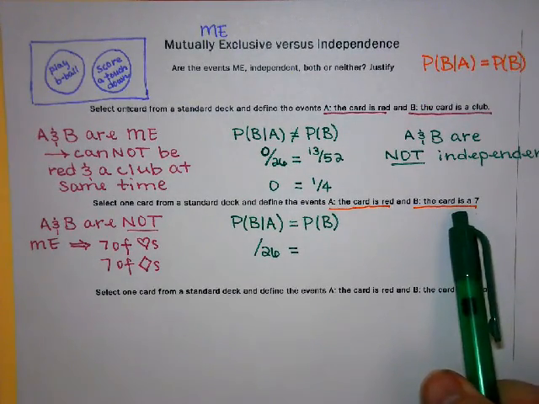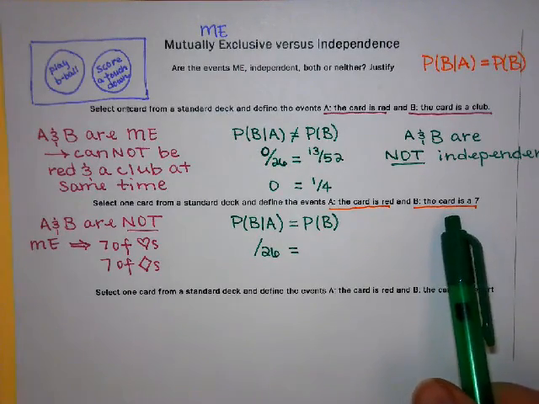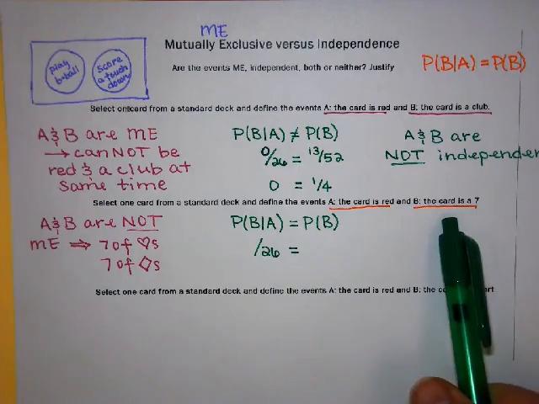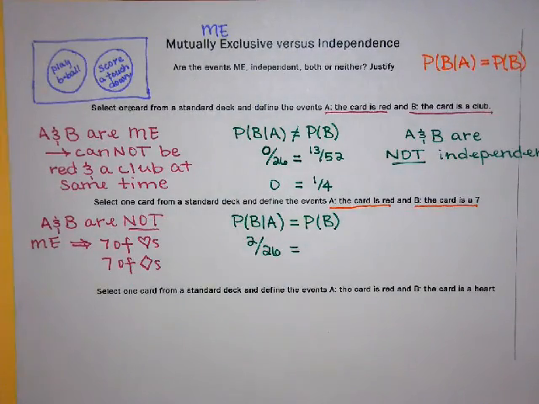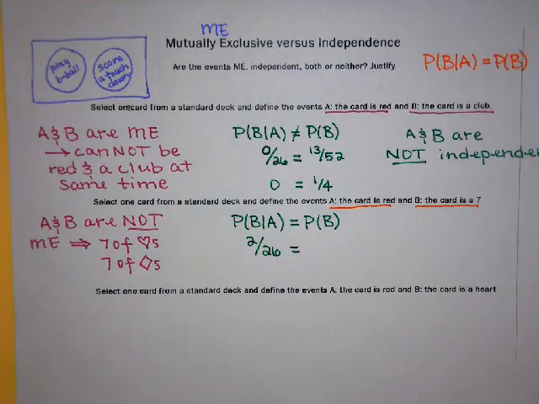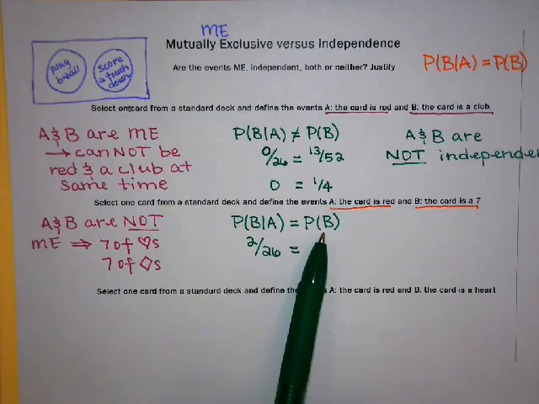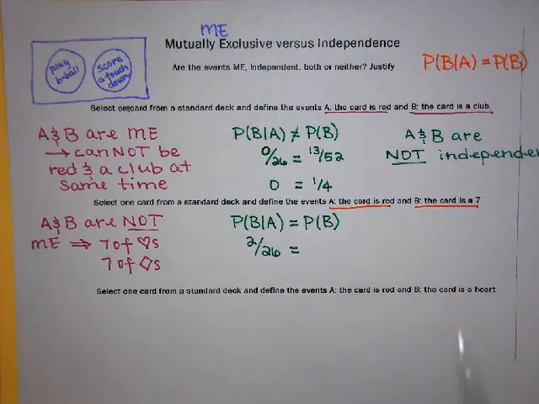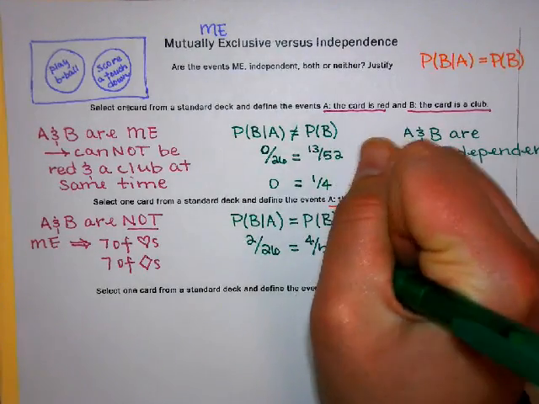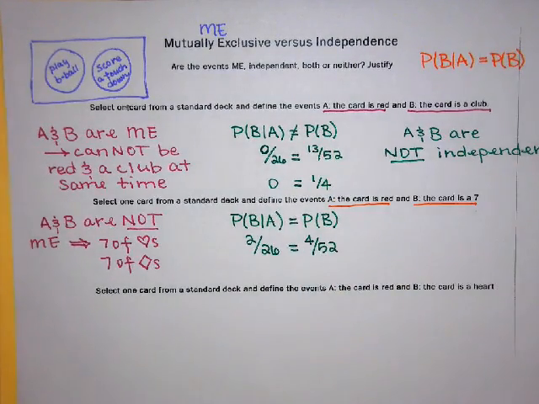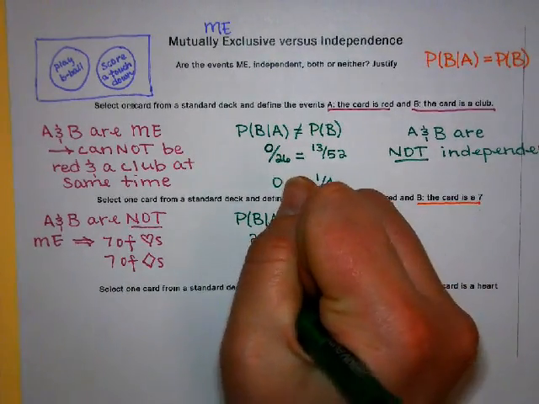So then, probability that the card is a 7. There are 4 7s total out of 52 cards in a deck. 2 out of 26 simplifies down to 1/13. And 4 out of 52 also simplifies to 1/13. So in this example, A and B are independent.